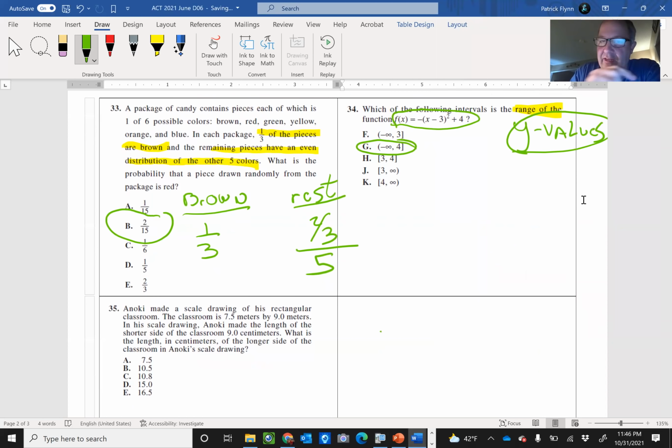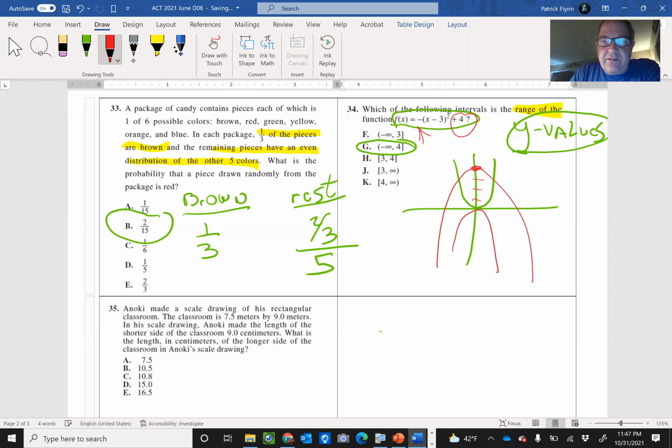You could also get it that way if you know a quadratic normally graphs like this, but since you have a negative there, the graph's going to be upside down and the plus 4 moves it up 4 spots. We could see it that way too and say the highest value is 4 and it comes all the way down to negative infinity. But the calculator worked just fine.